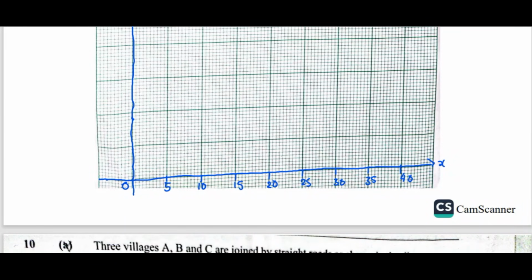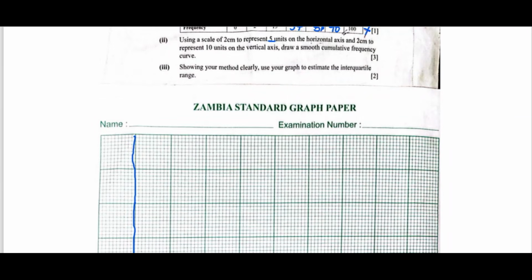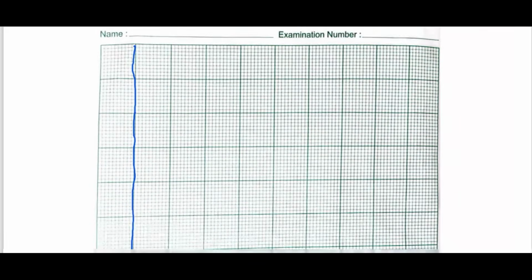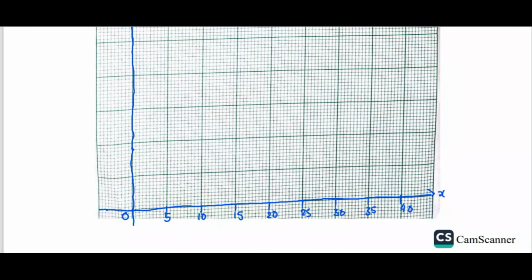Okay, the key point is we have our 35. Then let's go back to our y. The scale for y is 2 centimeters to represent 10 units on the y. So after 2 centimeters, we'll have 10. So this will give us 20, 30, 40, 50. We know that the cumulative frequency is 100, so we need to reach 100.